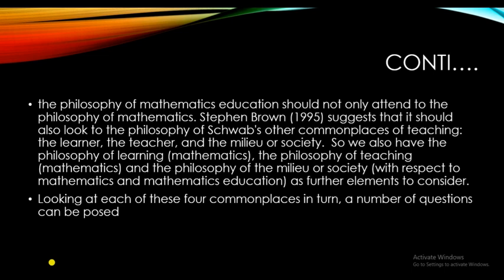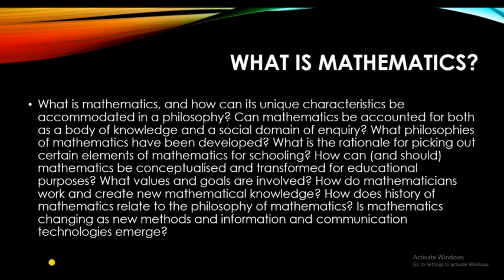So there are three common places where we are going to discuss the philosophies: the philosophy of learning, the philosophy of teaching, and the philosophy of value or society. These are three dimensions. Looking at each of these common places in turn, a number of questions can be posed. Now we will discuss one by one these three common places, how philosophy is placed on these. First one is, what is mathematics? Means we are going to talk about philosophy of mathematics.